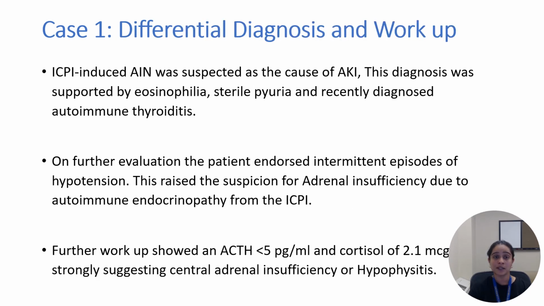Immune checkpoint inhibitor-induced acute interstitial nephritis was suspected as the cause of her AKI. The diagnosis was supported by eosinophilia, sterile pyuria, and the recent diagnosis of autoimmune thyroiditis. On further evaluation, the patient endorsed intermittent episodes of hypotension. This raised the suspicion of adrenal insufficiency due to autoimmune endocrinopathies from immune checkpoint inhibitors. Further workup showed an ACTH level of less than 5 and a random cortisol level of 2.1, strongly suggesting a central adrenal insufficiency or hypophysitis.